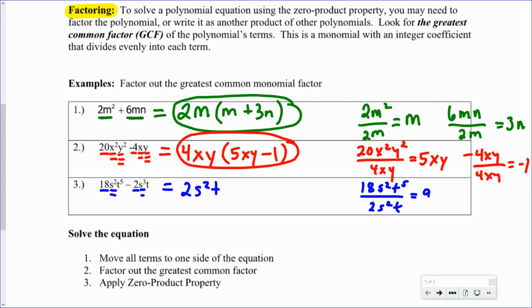18 divided by 2 is 9. s squared divided by s squared is 1. t to the 5th divided by t is t to the 4th. So in parentheses, we should have 9t to the 4th. And then negative 2s cubed t divided by 2s squared t. That looks like it's going to equal, well, negative 2 divided by 2 is negative 1. s cubed divided by s squared is s. t divided by t is 1, so it looks like it's just a minus s.